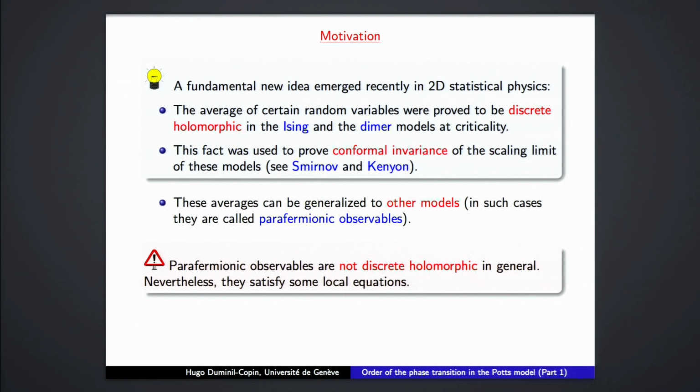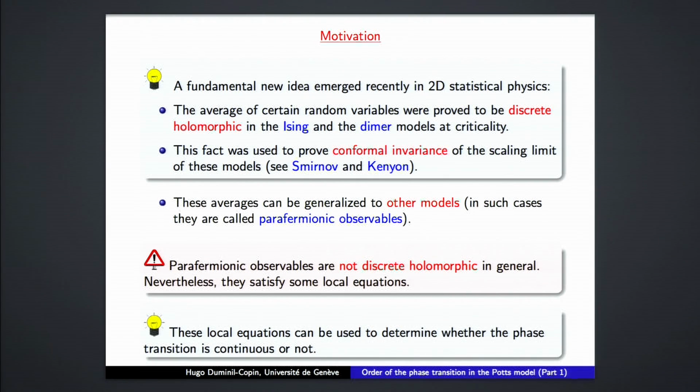The only problem is that these parafermionic observables are not really discrete holomorphic anymore. They are a natural generalization of these observables that were introduced by Smirnov and Kenyon, but they are not discrete holomorphic. So somehow the game is not that easy because you cannot easily deduce conformal invariance. But in fact, one beautiful thing is that you can still extract information from this observable. Even though they are not discrete holomorphic, I'm going to tell you a little bit what they satisfy later in the talk. And from this, you can still deduce, for instance, that the phase transition is continuous. So that's exactly what I want to advertise in the end of this talk.